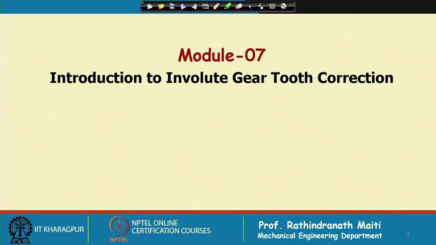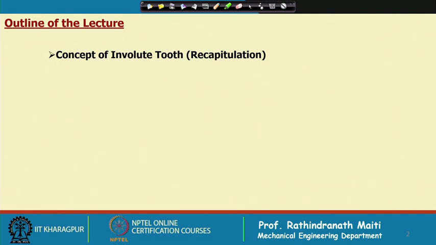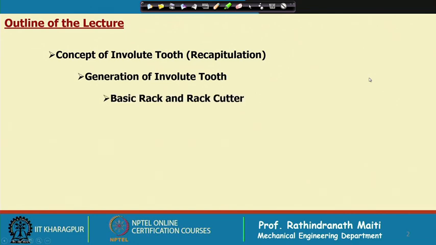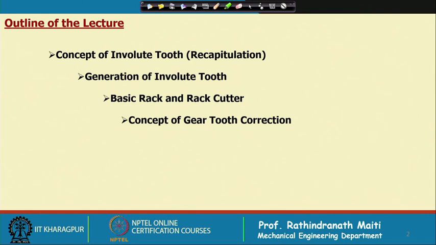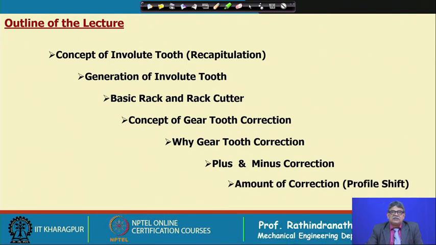Module 7, this is on Introduction to Involute Gear Tooth Correction, and in this lecture I shall cover the Involute Spur Gear Tooth Correction part 1. This is Introduction to Gear Tooth Correction, Involute Gear Tooth Correction part 1, and the lecture will have the concept of involute tooth. We will recapitulate how this involute tooth is generated, generation of involute tooth, basic rack and rack cutter, concept of gear tooth correction, why gear tooth correction is required, plus and minus correction, amount of correction, that is profile shift.